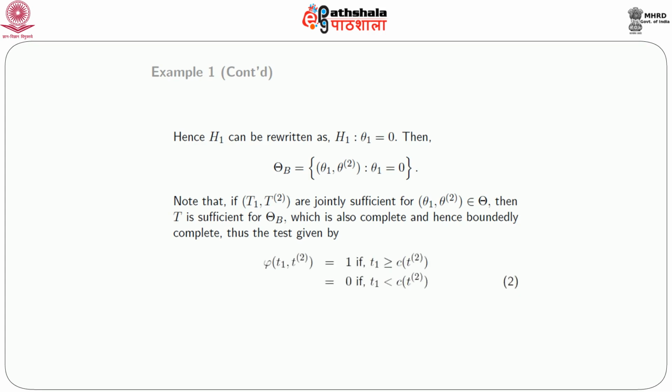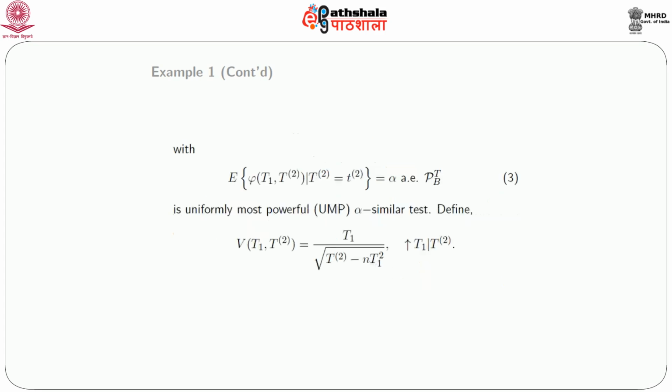Thus the test is given by psi(T1, T2) equal to 1 if T1 is greater than or equal to c, where c depends on T2, and equal to 0 if T1 is less than c, with the expectation of psi given T2 equal to alpha almost everywhere P_B^T2. This is the uniformly most powerful (UMP) alpha similar test.